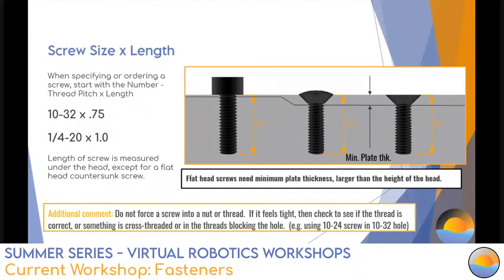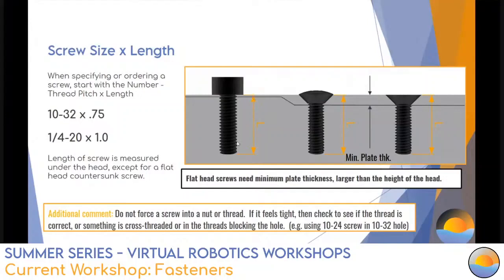And the other thing that I want to point out is that when you need to use a countersink, you have a minimum plate thickness that you have to be using. That plate thickness has to be the thickness of the head. If you use a cap screw, then you don't need to worry about that. You can use as thin as you want or as thick as you need to.